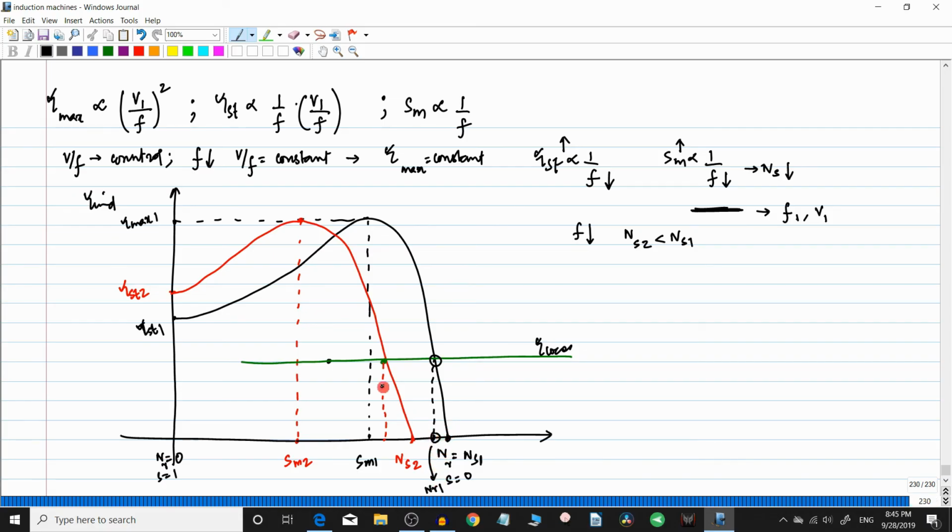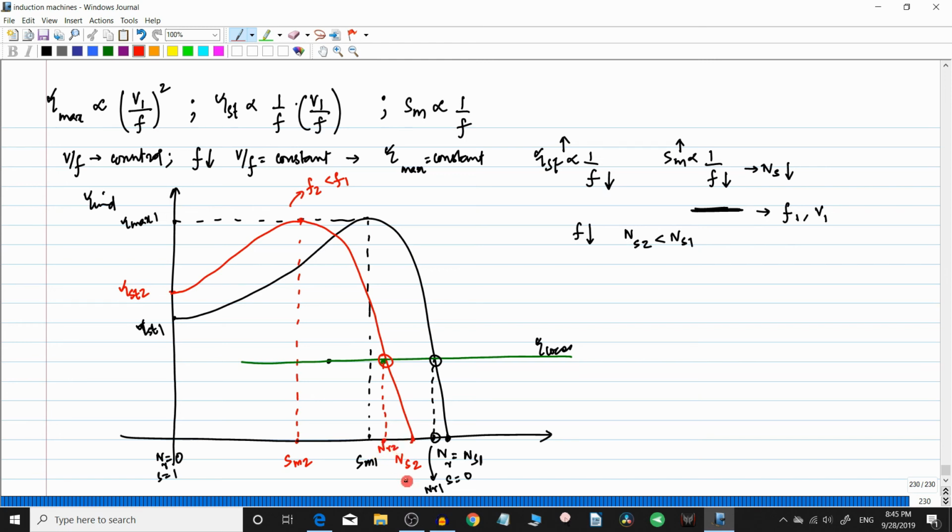Okay, and for the new graph, which is the red line, what is the frequency? The frequency we can call F2, where F2 is less than F1. So this is the point of new intersection. This black graph you can forget now. So this value is NR2.